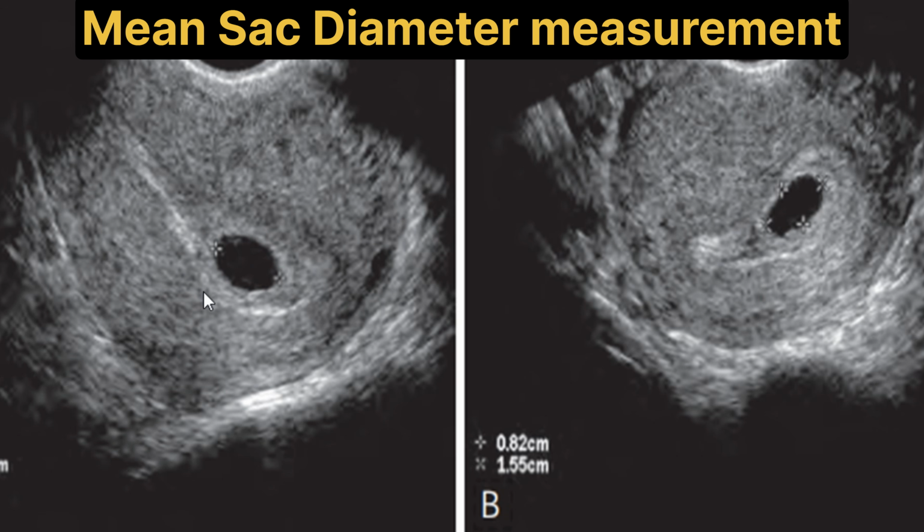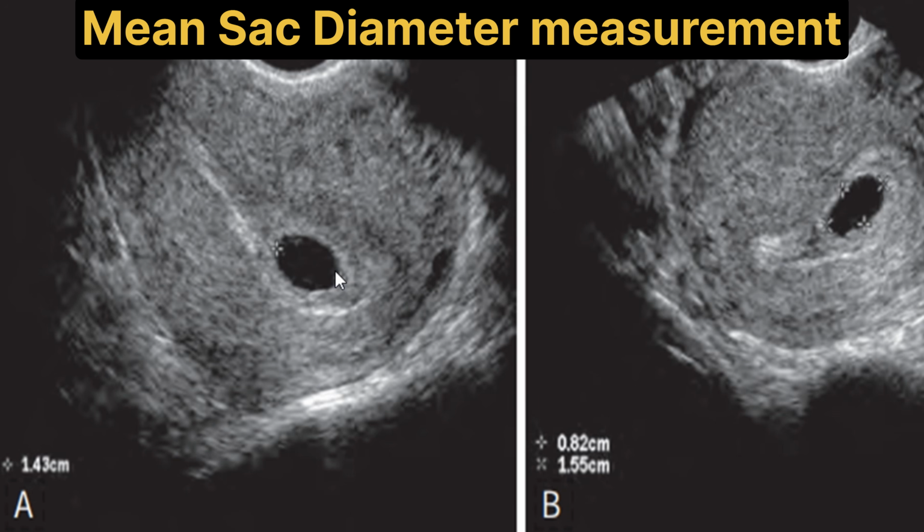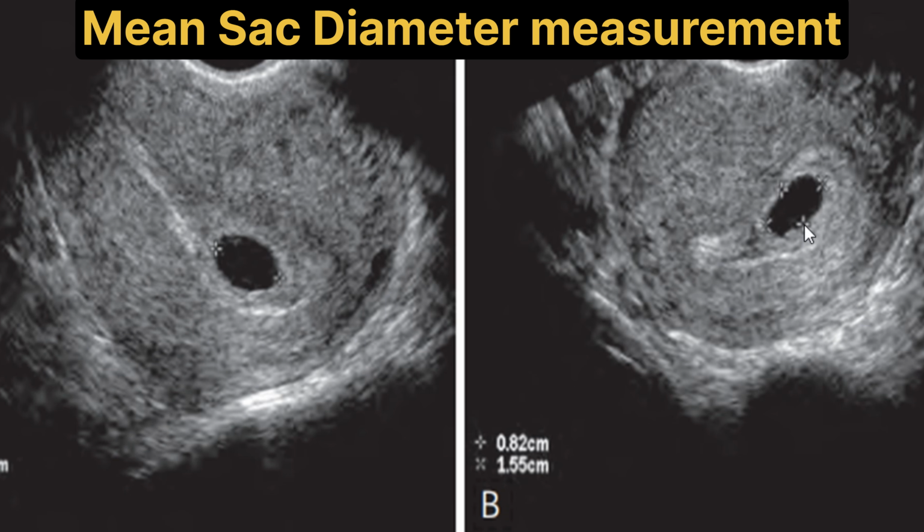Now here we can see the correct measurement of the mean gestational sac diameter. The gestational sac is measured by positioning the calipers on the inner walls of the sac, and here we can see the calipers are placed on the inner walls, and it is always measured by obtaining three orthogonal planes of measurement. The measurements of 1.43 centimeter, 0.82 centimeter, and 1.55 centimeter are averaged, resulting in a mean gestational sac diameter of about 1.27 centimeter, which corresponds to 6 weeks and 3 days.